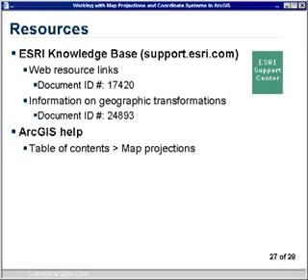The second knowledge base article is 24893, which has more information on geographic datum transformations. It basically has a link to a Word document that has tables by transformation name and then the area of use. So you can search on the area of use and see whether the transformation is appropriate or not.